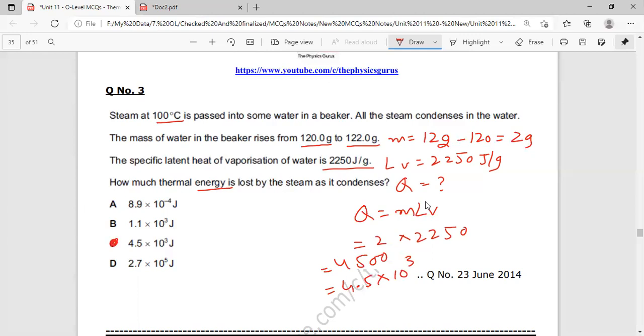Option C. So I hope that now you will be able to understand the concept of latent heat of fusion, latent heat of vaporization, specific latent heat of fusion, and specific latent heat of vaporization.